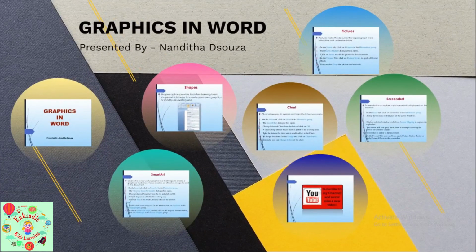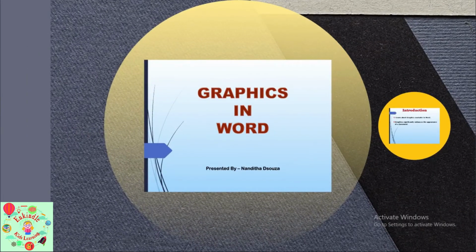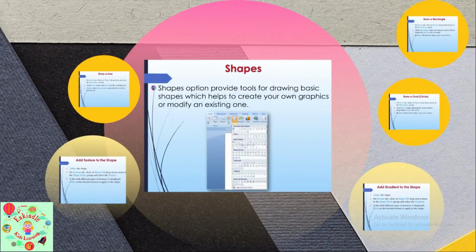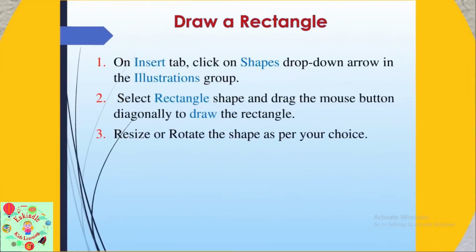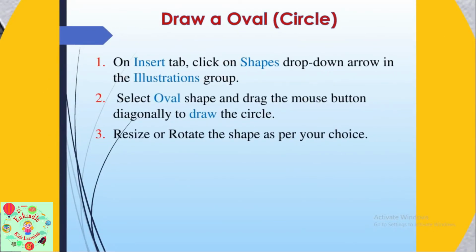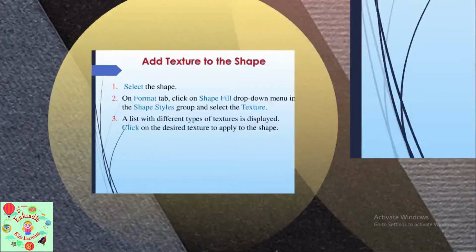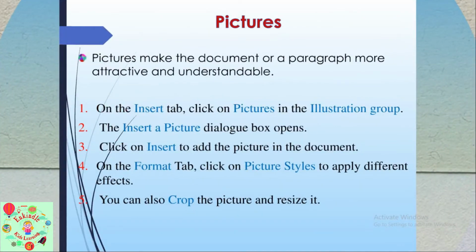Let's take a quick glance at what we studied. In this video, we studied the different graphics in Word. The first graphic which we saw was shapes. Under shapes, we saw how to draw a line, how to draw a rectangle, how to draw a circle or an oval. Then we studied how to add gradient to the shape. Then we also studied how to add texture to the shape. Then we saw the next graphic, that is pictures. Pictures make the document or a paragraph more attractive and understandable.